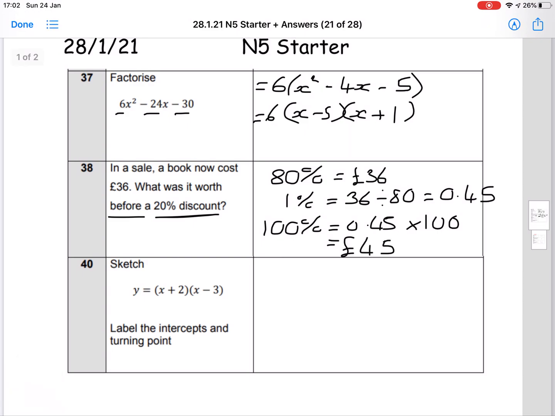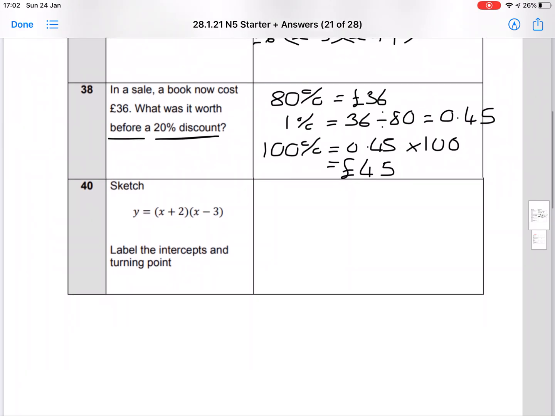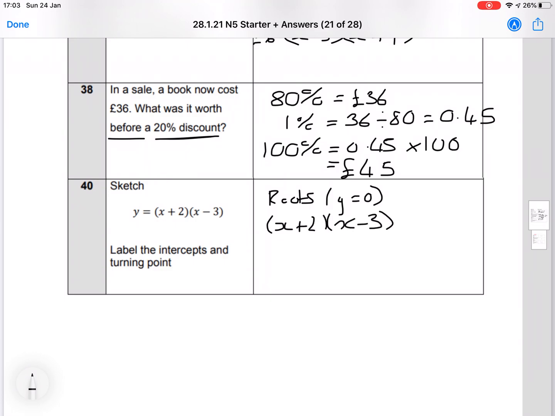Question 40 is from the quadratics topic, and here what we have is to sketch y equals x plus 2 bracket x minus 3. So we need to label on here all the intercepts and the turning point. The first thing we'll need to do is work out our roots. Your roots occur when y is equal to 0. So these are the same as your x-intercepts, the roots. So we would set this equation to 0: x plus 2 bracket x minus 3 equals 0, because y is 0 for your roots.